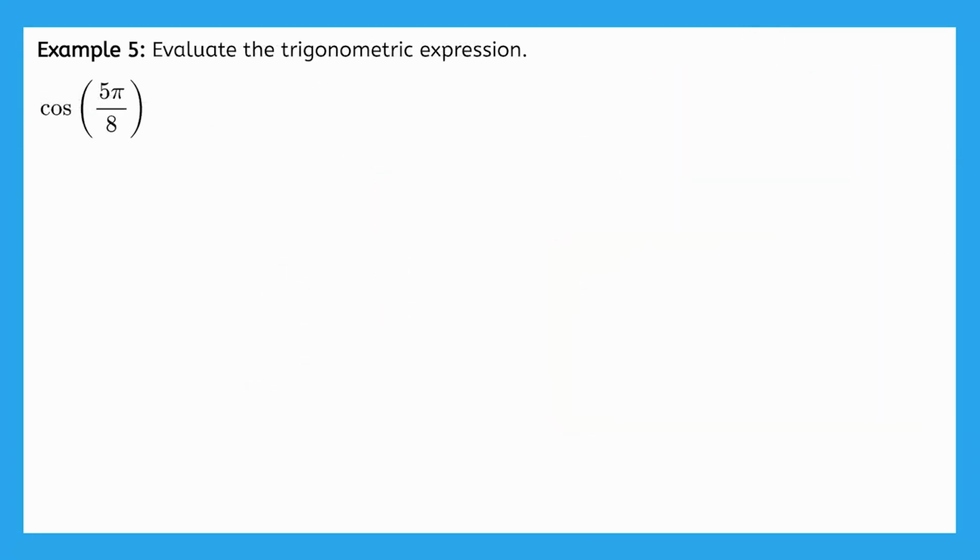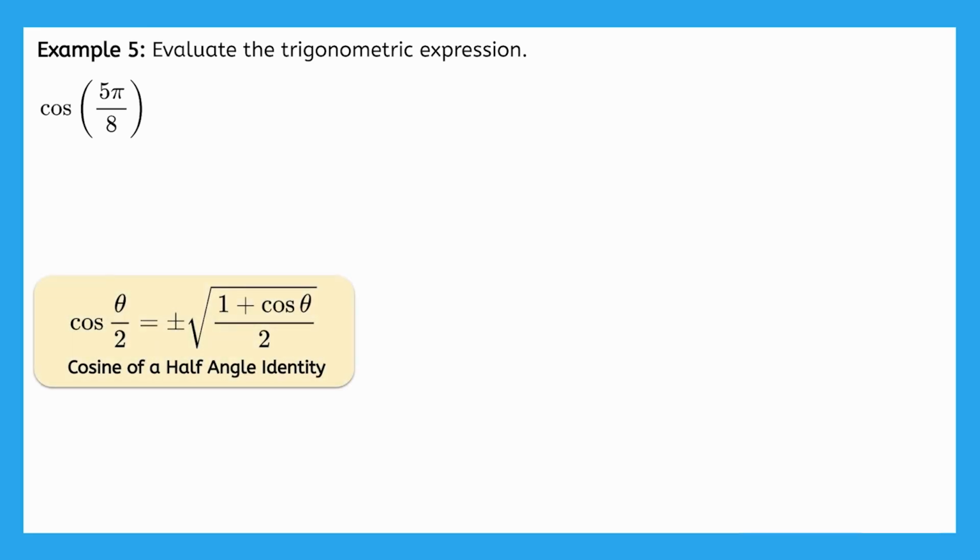Let's wrap up our lesson with one last example. Let's evaluate cosine of 5 pi over 8. Just as with sum and difference identities, for half-angle identities, it might be easier to find the special angles we need using degrees. On your own, convert 5 pi over 8 to degrees, and then evaluate the cosine using the cosine of a half-angle identity. Pause the video and try it out now.